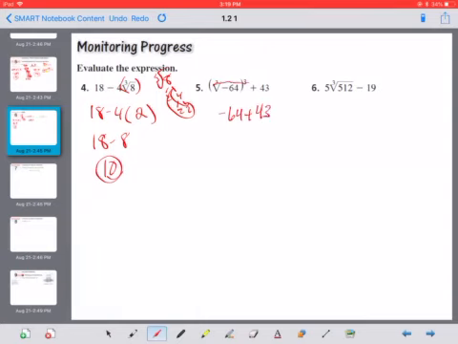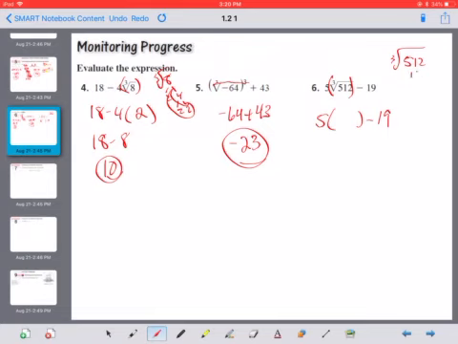That cancels nice and quick, leaves us negative 64 plus 43. That should be negative 23 when we do the math on that. Got to do the cube root first: 5 times something minus 19.